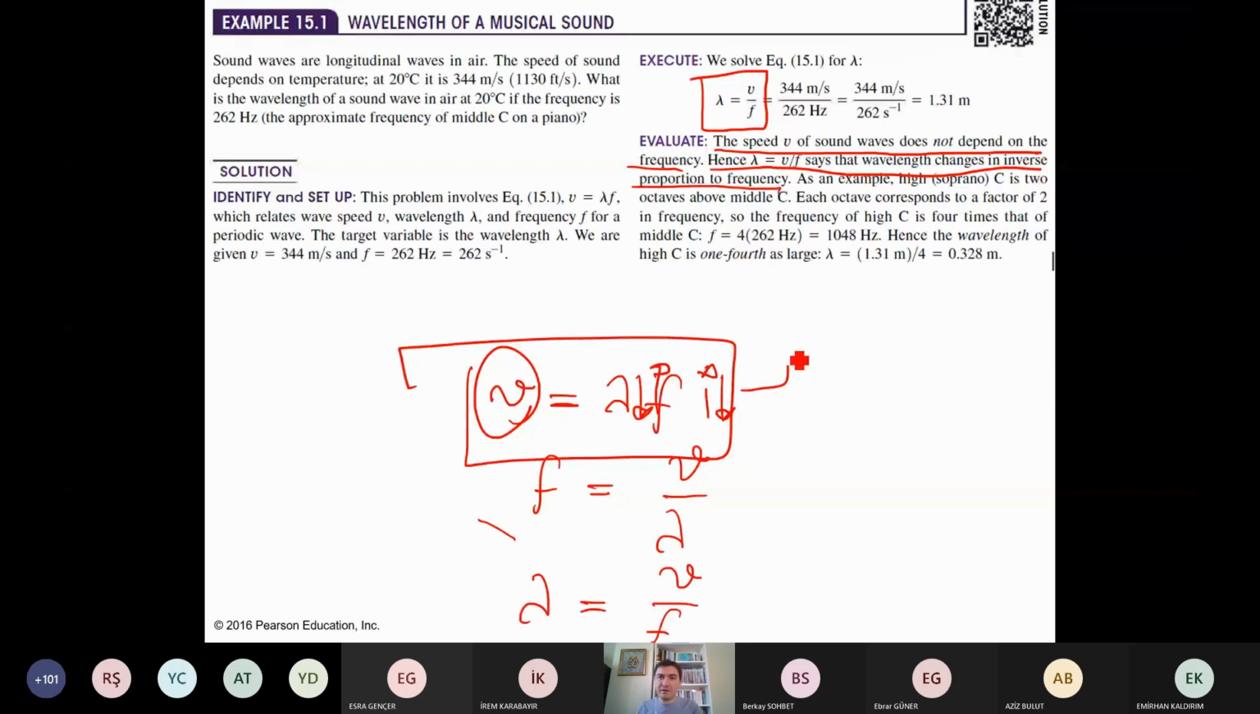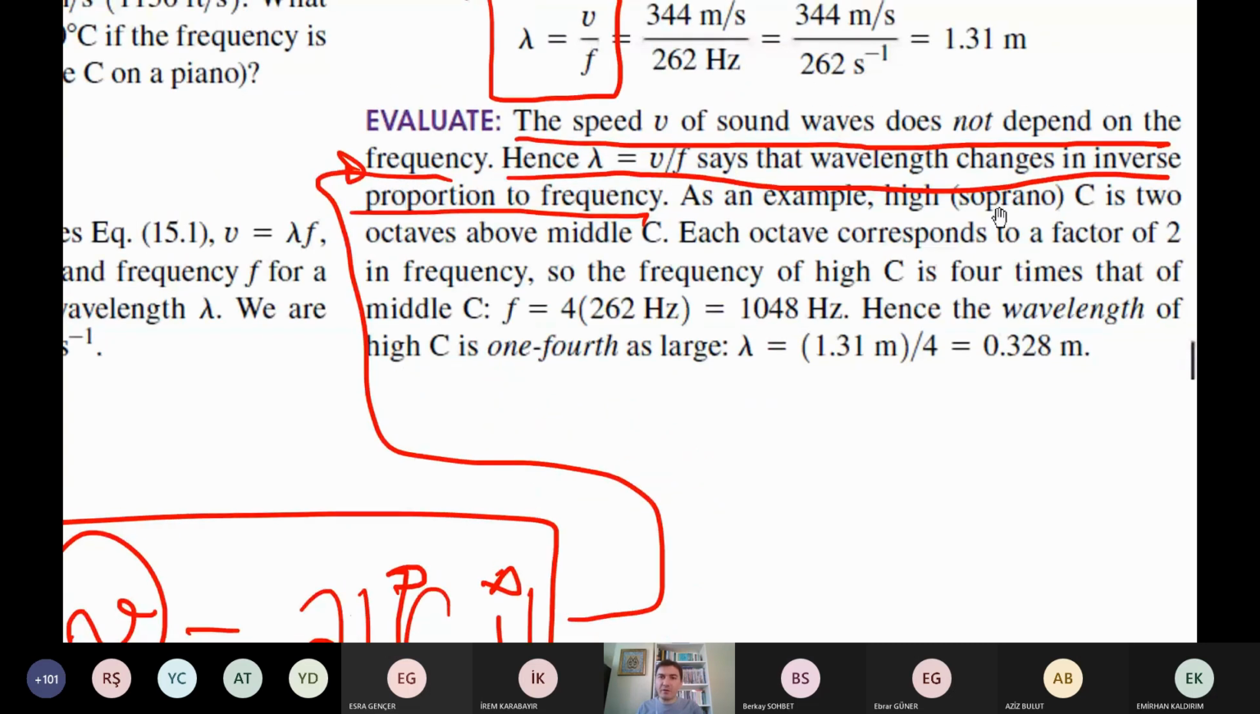So here, as an example, high C in piano, also called soprano C, is 2 octaves above middle C. Octave means that it is 2 times bigger, okay? Each octave corresponds to a factor of 2 in frequency. So the frequency of high C is 4 times that of middle C. So in high C, you have higher frequencies. For the middle C, we have 262 hertz.